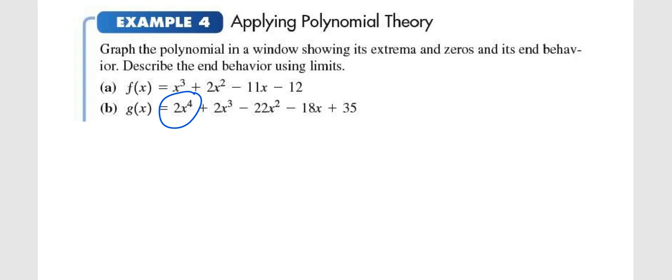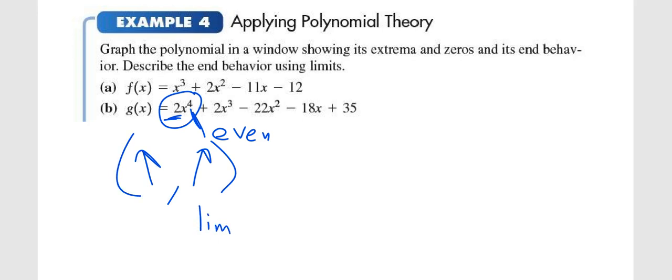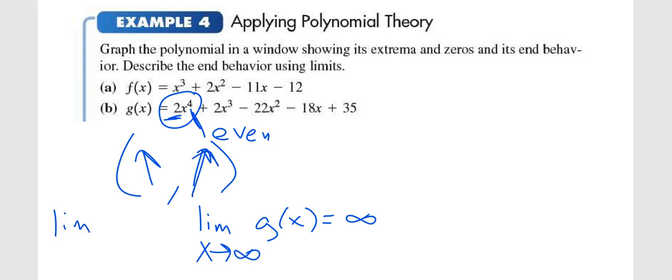But we should know that our right end behavior, because we have a positive leading coefficient, is up. And because we have an even degree, we should know that the left is the same. So if I ask you about the limit as x approaches infinity of g of x, you would have to say positive infinity, because it's going up, up, up, up. If I ask you for the limit as x approaches negative infinity, that's on the left side of the graph going up, so that would have to be positive infinity. Sorry, running into each other.